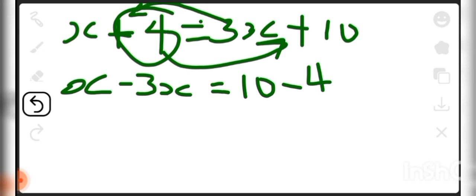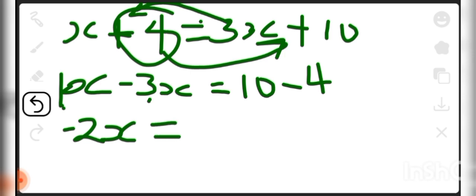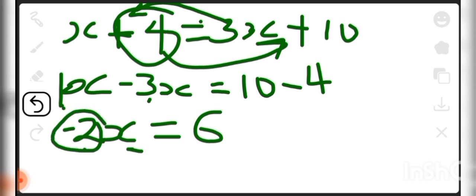So we have, remember I told you, if there is no coefficient, the coefficient is 1. Take note. This is 1. So 1 minus 3, it means you have 1 and you borrowed 3. Then you will now be owing 2. That's minus 2. Then x remains, equal to 10 minus 4. That is 6. So the next thing, what is the coefficient of this x? It's not just 2, but negative 2. That is the number attached to the x.